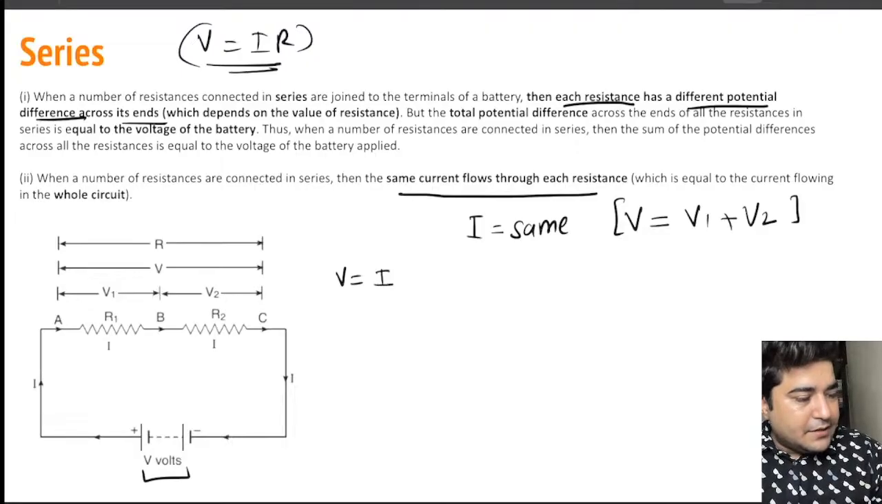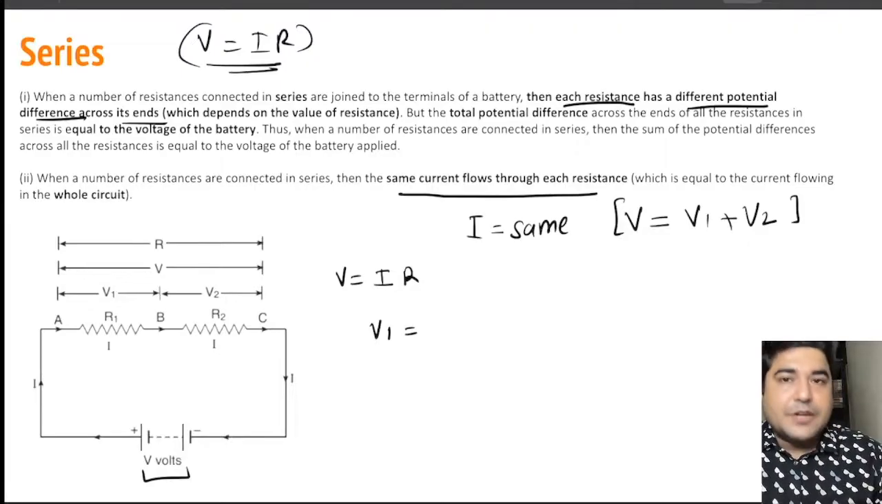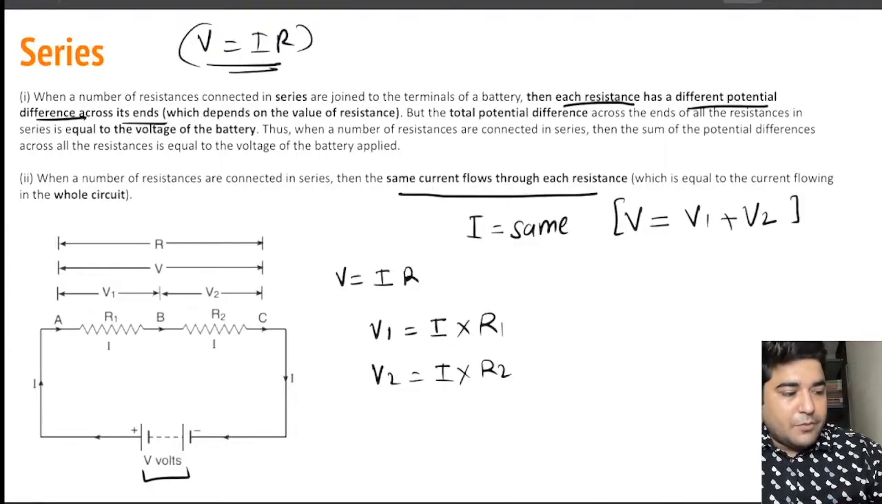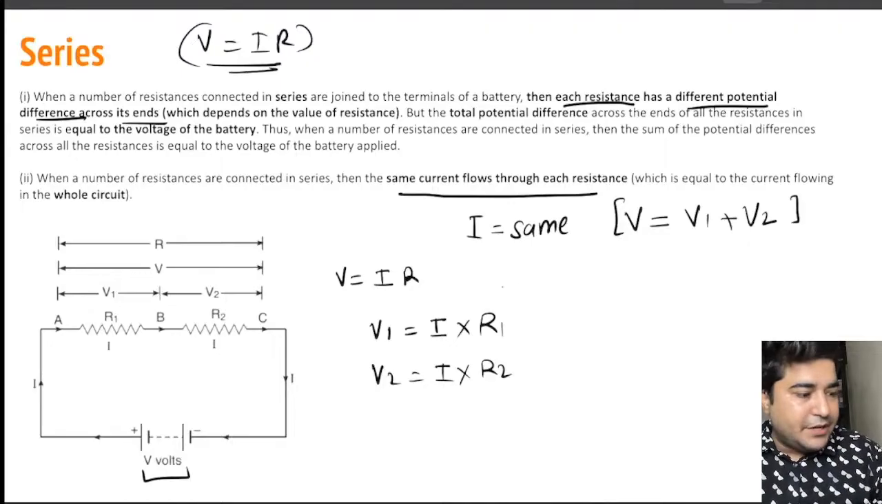We already know that for the net resistance and net circuit, V is equal to capital I into R. Now formulating these values further, V1 would be equal to I into R1, because the value of I is going to be the same, and V2 is equal to capital I into R2. Now putting these three values, 1, 2 and 3, into this formula, what will happen?